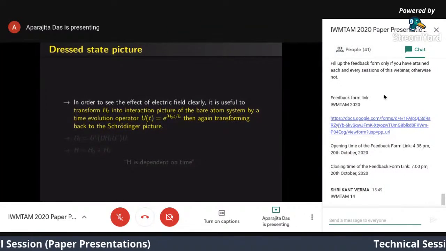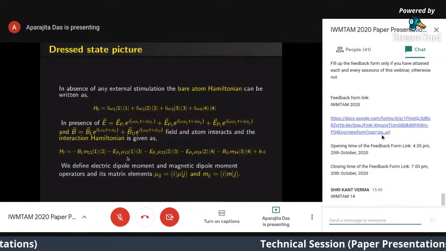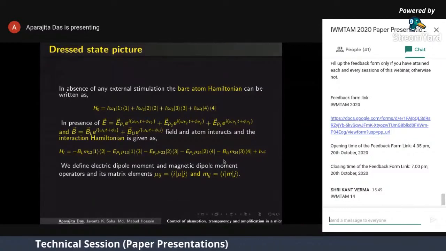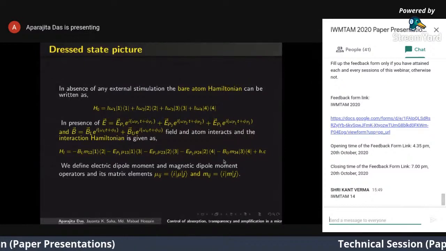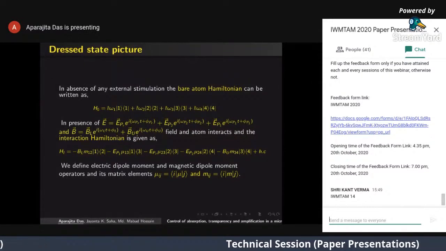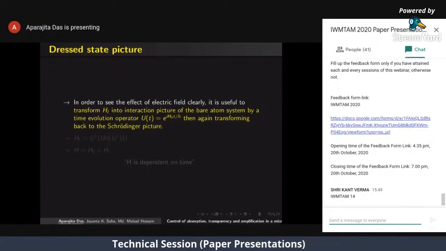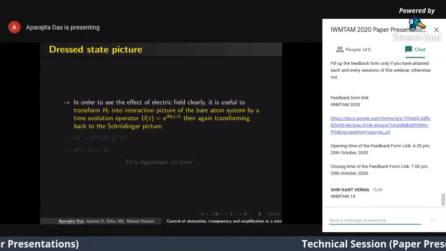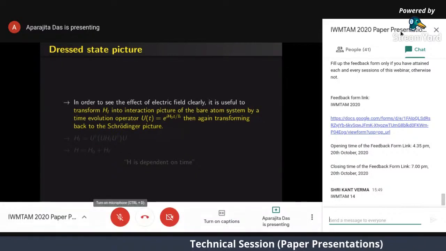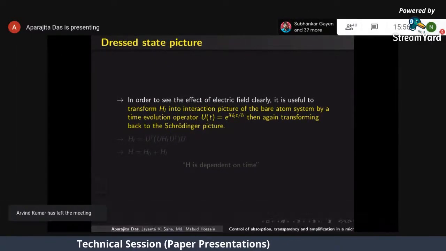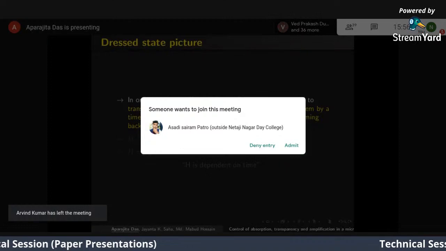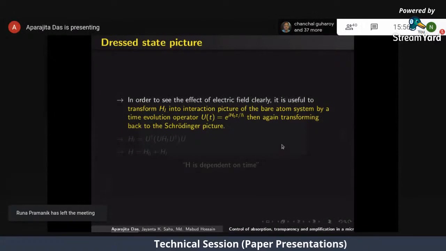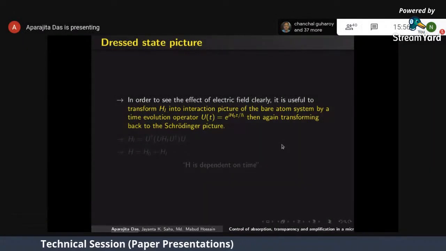Now, our total Hamiltonian, the sum of these two Hamiltonians, doesn't contain any frequency term or any time dependent term. But we all know that when a dipole is placed in the electromagnetic field, it will oscillate, and it will radiate, and we get some absorption or some transmission. So we have to include the time dependent or the frequency parts in the total Hamiltonian.